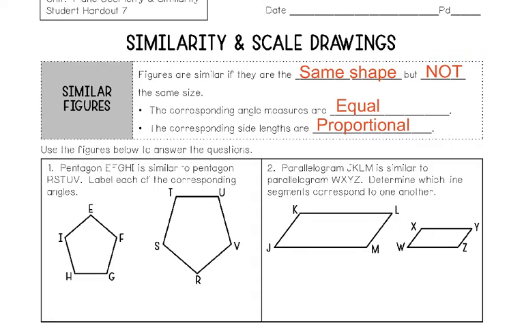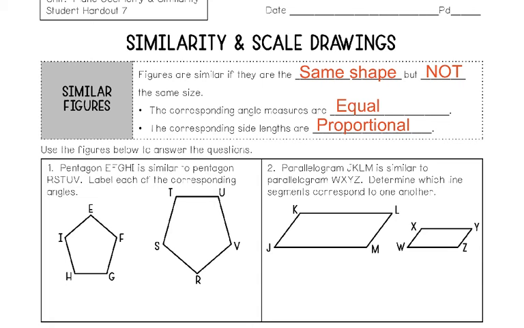It says pentagon, which is a 5-sided figure, EFGHI, that's the one here on the left, is similar to pentagon RSTUV. Label each of the corresponding angles. I'm going to use colors to show this, and then I'm also going to write these statements below it. So you should do the same if you have colors, and if not, you can just write the statements below.